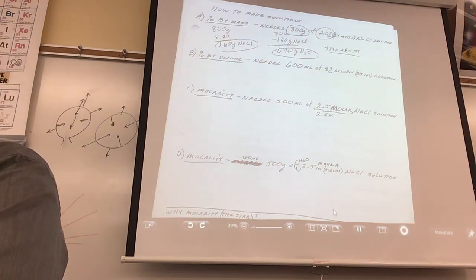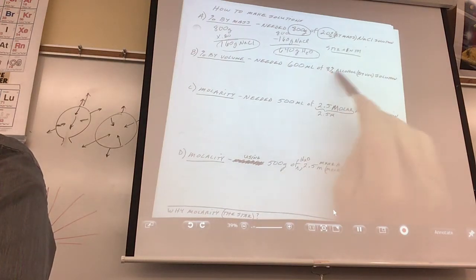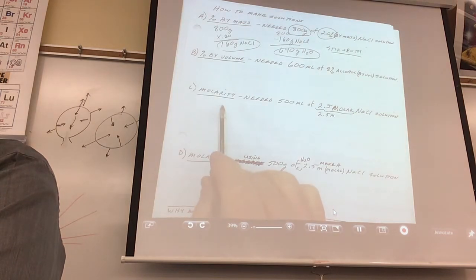Now, let's do another one. I need 600 milliliters of 8% alcohol by volume. Percent by mass? No. Percent by volume. Same idea. Watch what happens. You do it. All right, think about it. What if you had to make it? I need 600 milliliters of an 8% by volume solution. And again, I'm not going to spend a huge amount of time because this is a minor part of making solutions. I'm going to get to the big guy here. The big guy's coming right there.